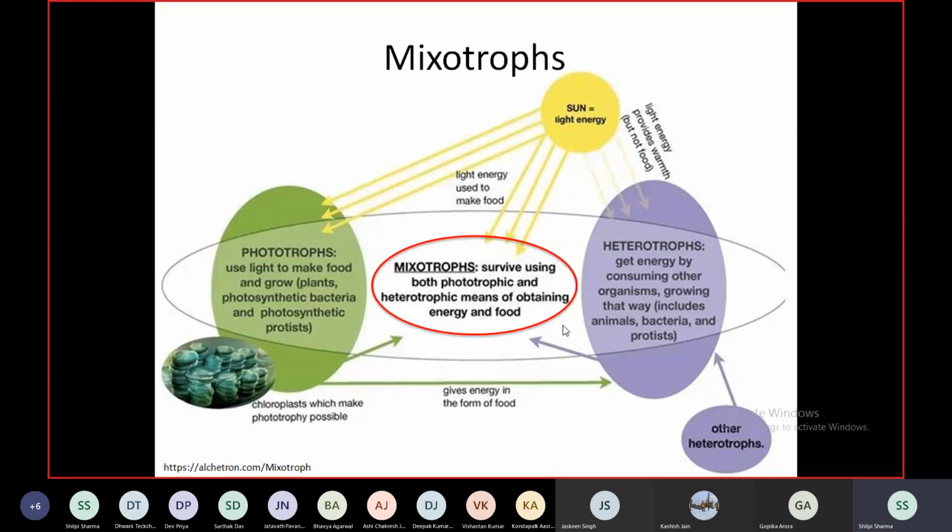So instead of having a single trophic mode, it has the ability to, let's say, shift from autotrophic mode to heterotrophic mode. This is widely spread in a variety of microorganisms, especially in prokaryotes and protists. So this is basically when they can switch modes depending on the conditions, and they're called mixotrophs.